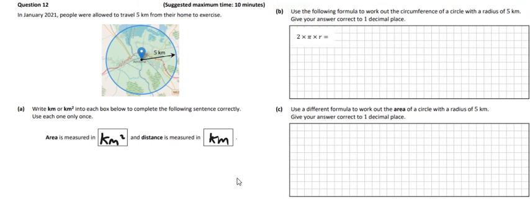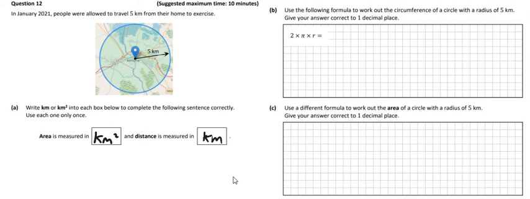Part B, the question, use the following formula to work out the circumference of a circle with a radius of 5 kilometers. So it gives you the formula here already. 2 is just 2. Pi is the pi button on your calculator, so it's 3.14. And then R stands for radius. So the radius of that circle over there, radius is the distance from the center to the outside, so it's just 5. It's what's given to you.